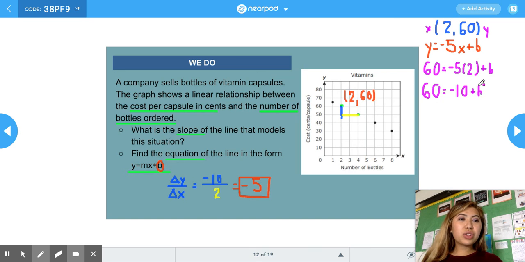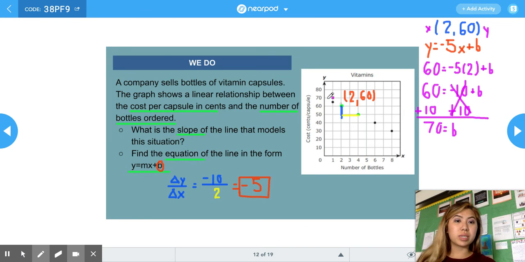We can either think negative 10 plus what number makes 60, or we can think what is the opposite of negative 10, or subtracting by 10? It's adding by 10, or positive 10. So we're going to add 10 on both sides. 60 plus 10 is 70. And then negative 10 plus positive 10 is 0, so we can cross it out. So we have b is equal to 70. Our y-intercept is equal to 70, so our guesstimation was actually correct.